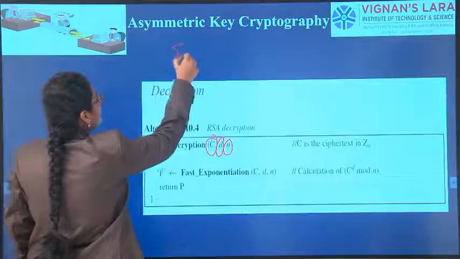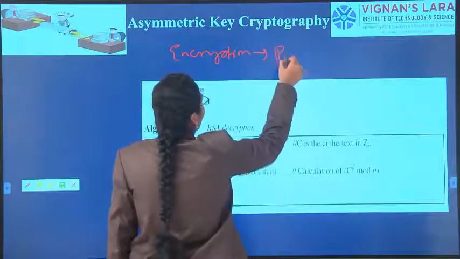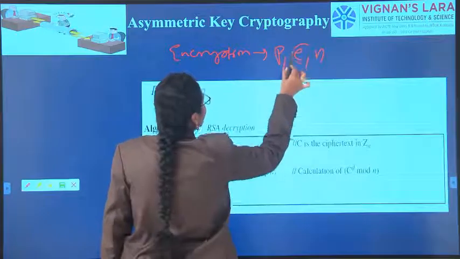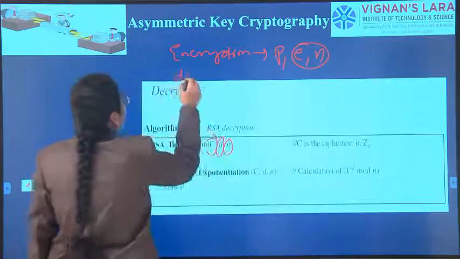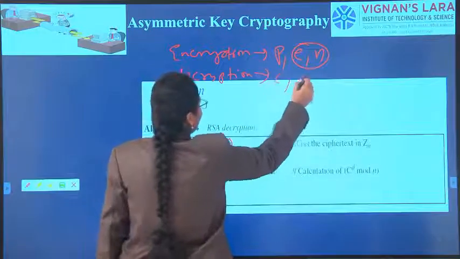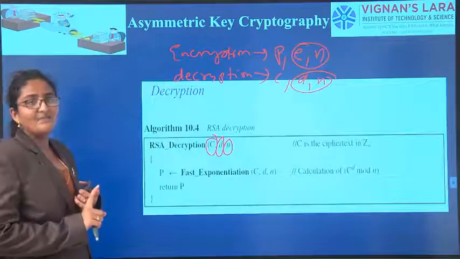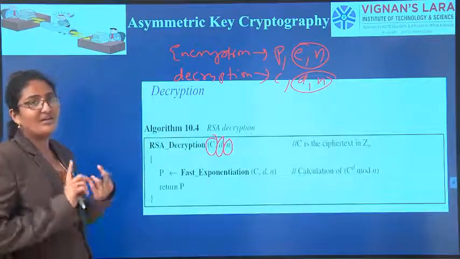For encryption we need plain text, E value, N value, because E comma N is the public key. For decryption we need ciphertext, D comma N, because D comma N is the private key. Simple thing: for encryption we need the public key. For decryption we need the private key.